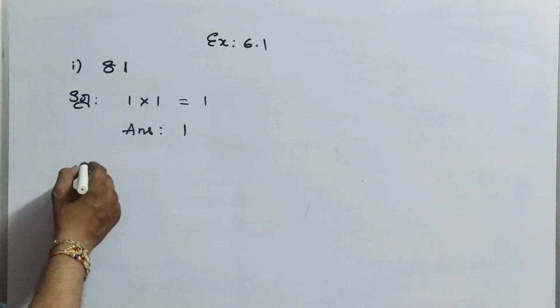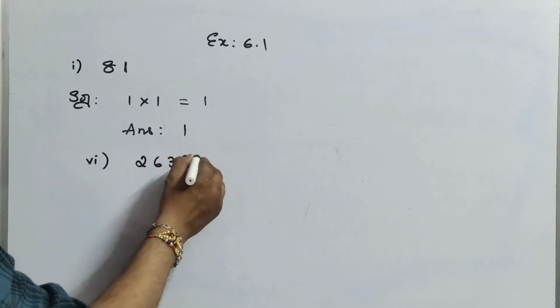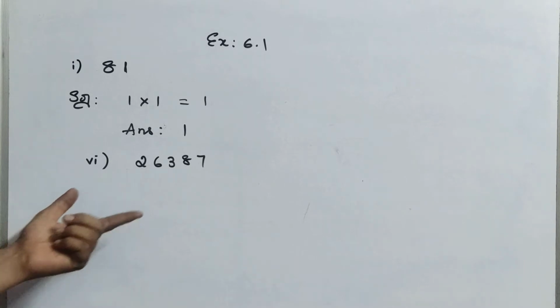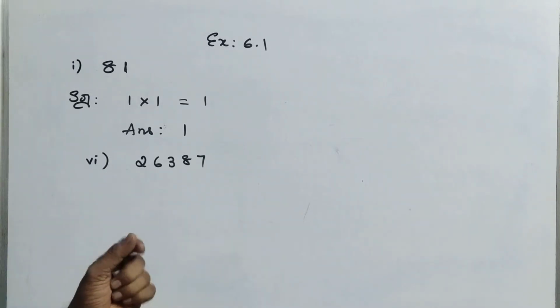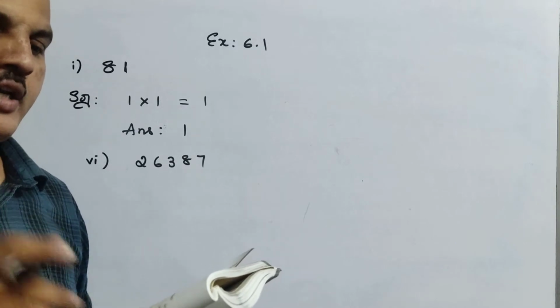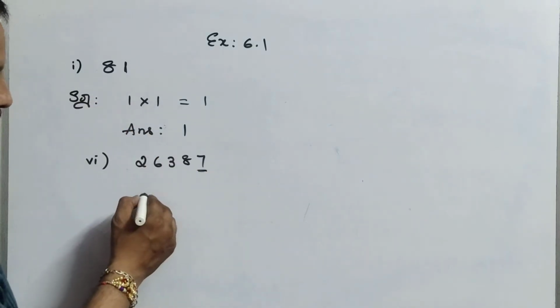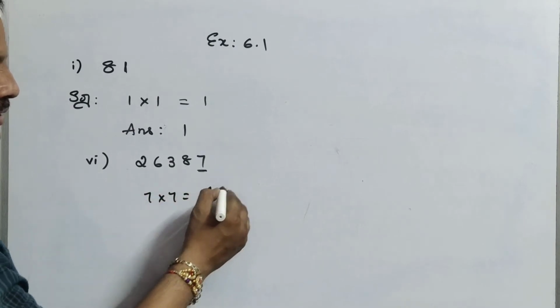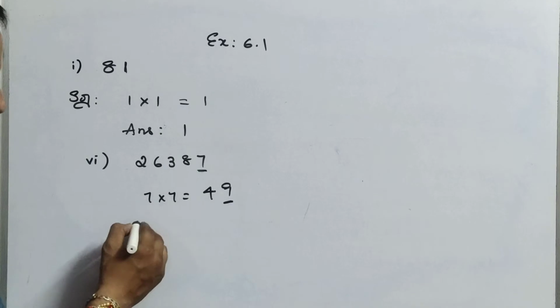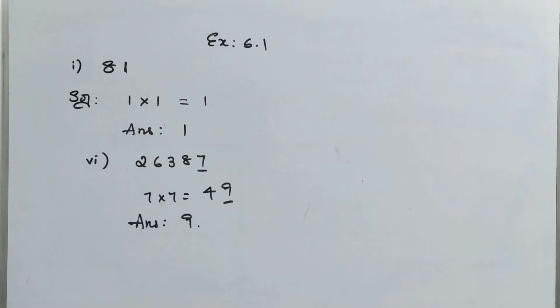Next, I'll explain the sixth question: 26387. Okay, so don't think whether it is a perfect square or not. It is just asking for the square of the units digit. Listen to that question very carefully. What will be the unit digit of the squares of the following numbers? If you do the square, take the units place here, 7. 7 sevens are how much? 49. So what is the units place? 9. So the answer is simply 9. Okay children, is it clear?